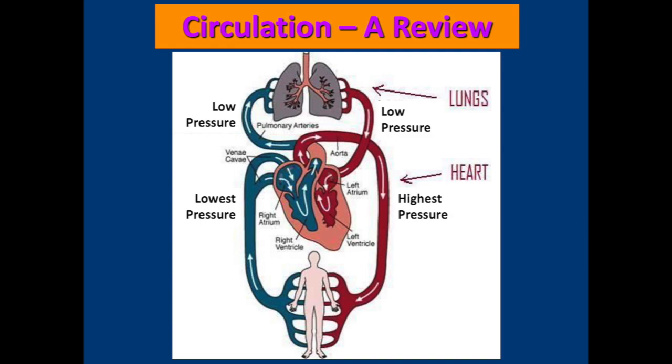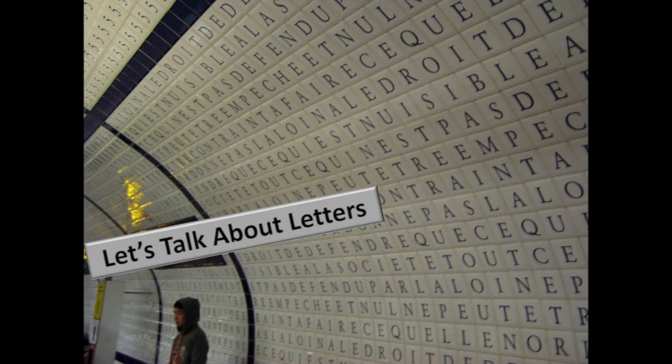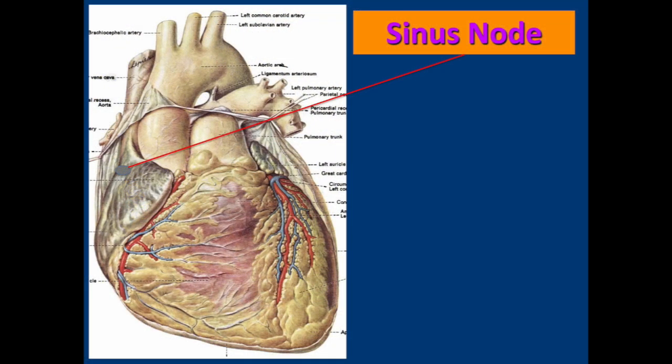This is a review showing you the low pressure and the high pressure side of the system, just for you to review that and make sure that you totally understand that. Let's talk about letters. There's some anatomy I want to show you. In the developing embryo, we have what's called a sinus node that develops very, very early. It's just an area of tissue that is going to be associated with initiating the electrical signal. It has nothing to do with our sinuses in our skull. It's just called the sinus node.